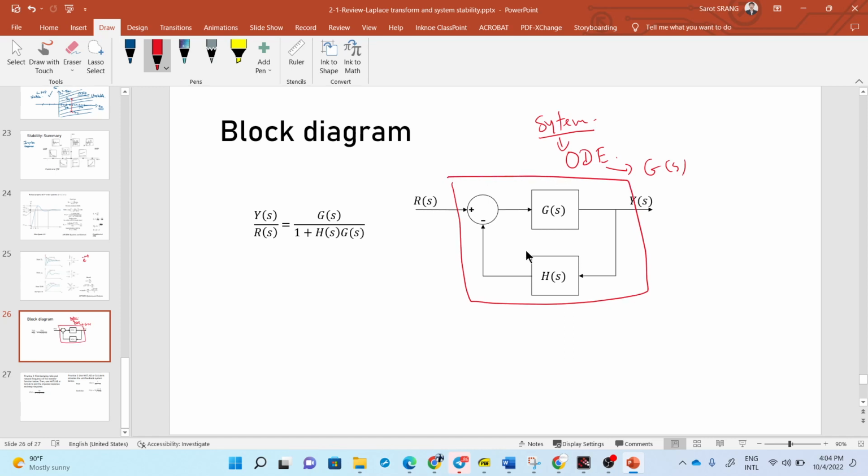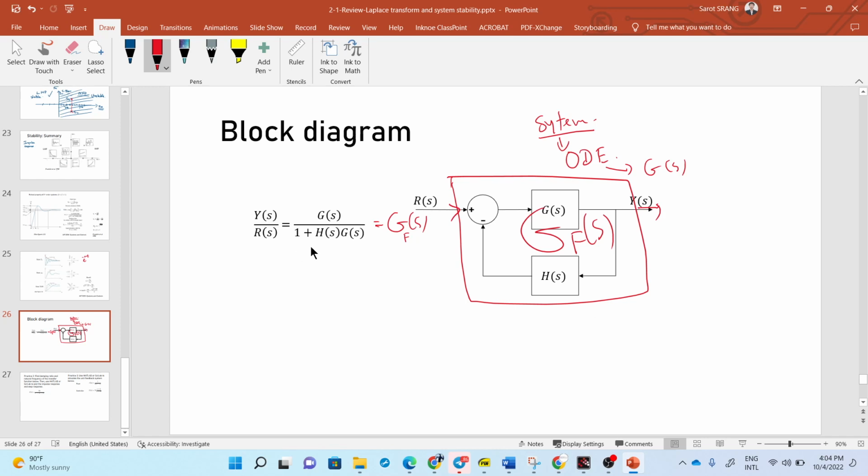Let's call this one the feedback transfer function, GF. So this is GF. The input is the reference and the output is Y(s). And this is the formulation.